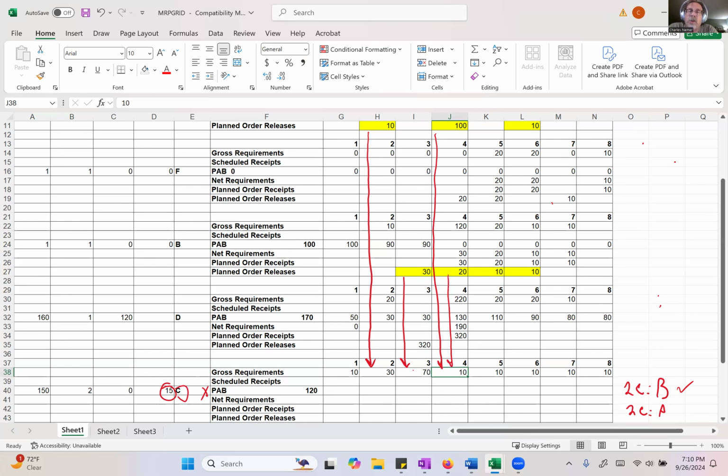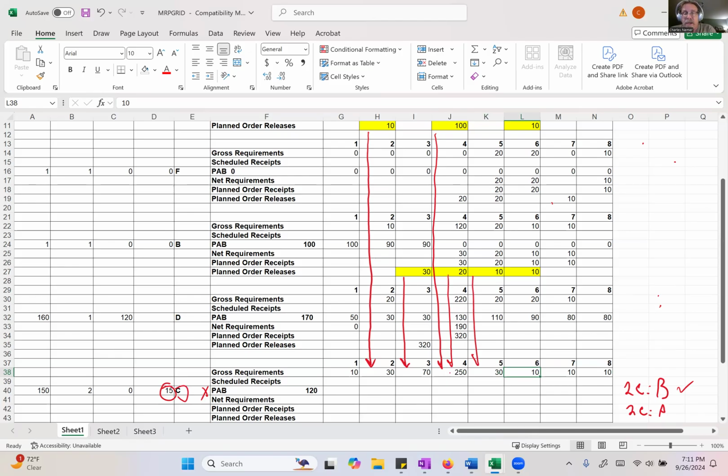Period 4, I've got two arrows to put in. I want 100 A's up on top and 20 B's down below. Both of them need two C's for each one. So if I want 120, I'm going to need 240 C's plus the 10 spare parts, or 250 total. Period 5, I want 10 B's, so I need 20 more C's plus the spare parts of 10.